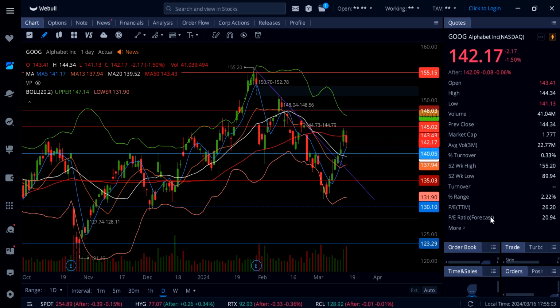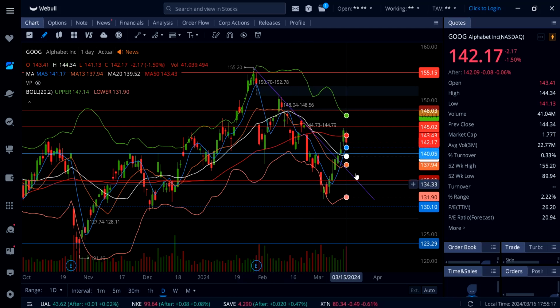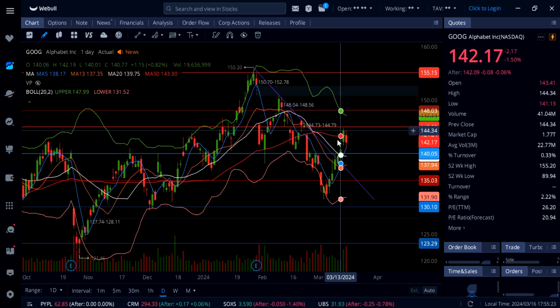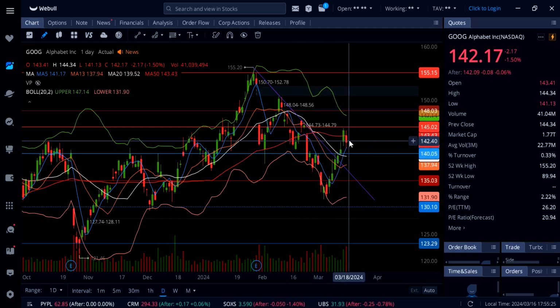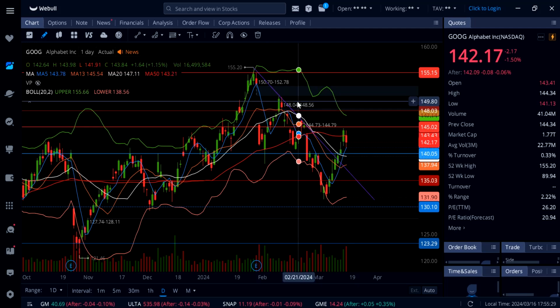And here on Google, you need to watch 141, 140, 138, 135 as support. To the upside, now it needs to get above the 143.43 50-day moving average, and once we get above that level, watch out for this gap right here just under 145, and once we can clear 145 on Google stock, there will be more upside and possibly it will close all these gaps here on top.